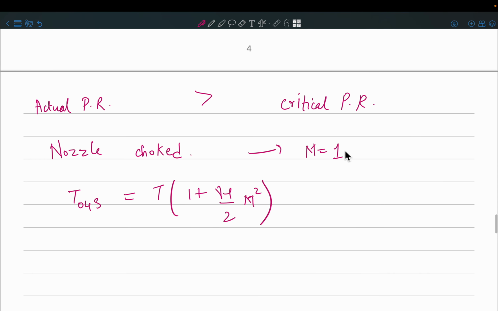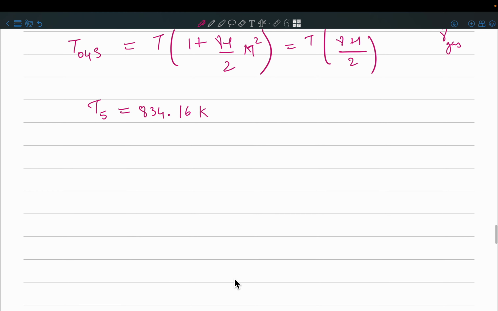Okay, so the Mach number is going to be 1. If we put this over here, we get T into gamma plus 1 by 2, and gamma again you will use gamma gas. From here you can get the static temperature T5, and the value will be 834.16 Kelvin. Okay, is this part clear?